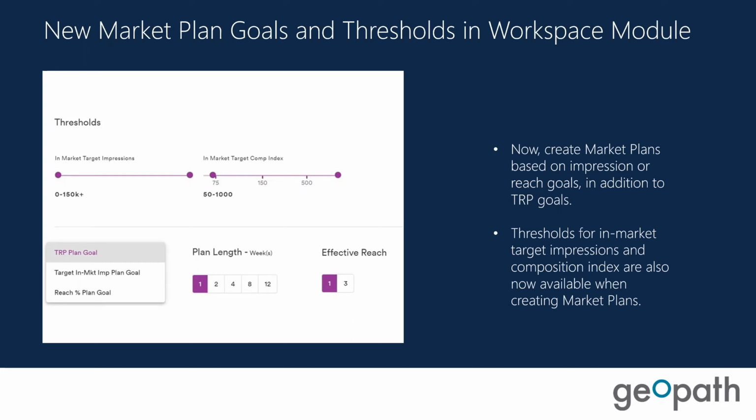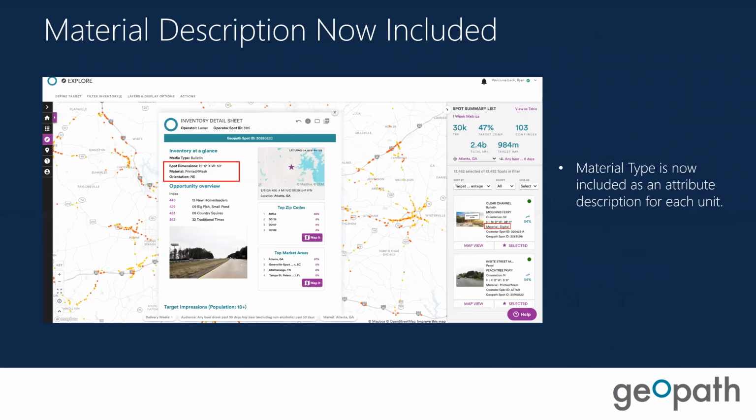So in the bottom left of the screenshot, the ability to run a market plan in terms of a target impression goal, in-market impression goal, or a reach percent goal. I know those were things that people were really excited to have back. So those are there now, and we'll actually talk about that today as well in the session.